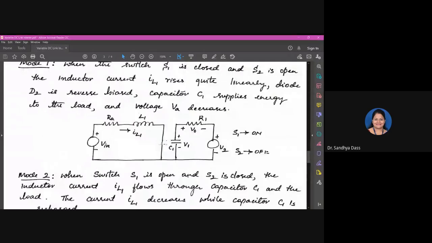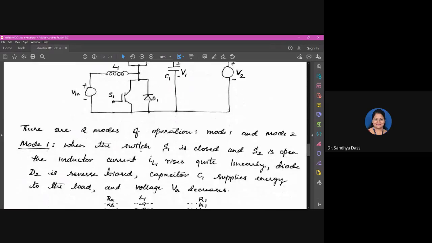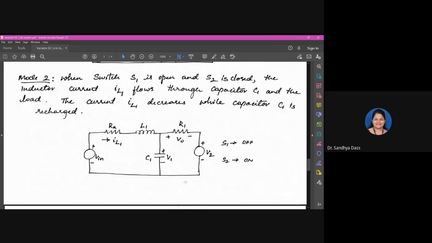Observe that when S1 is off and S2 is on, observe the circuit and visualize how the circuit will be. When S2 is on, this will be shorted. When S1 is off, this will be open circuit. So the path will be like this. So the diode D2 will be conducting. So L2 will be getting connected here, right? This will be the path. So that is the equivalent circuit shown here, right?